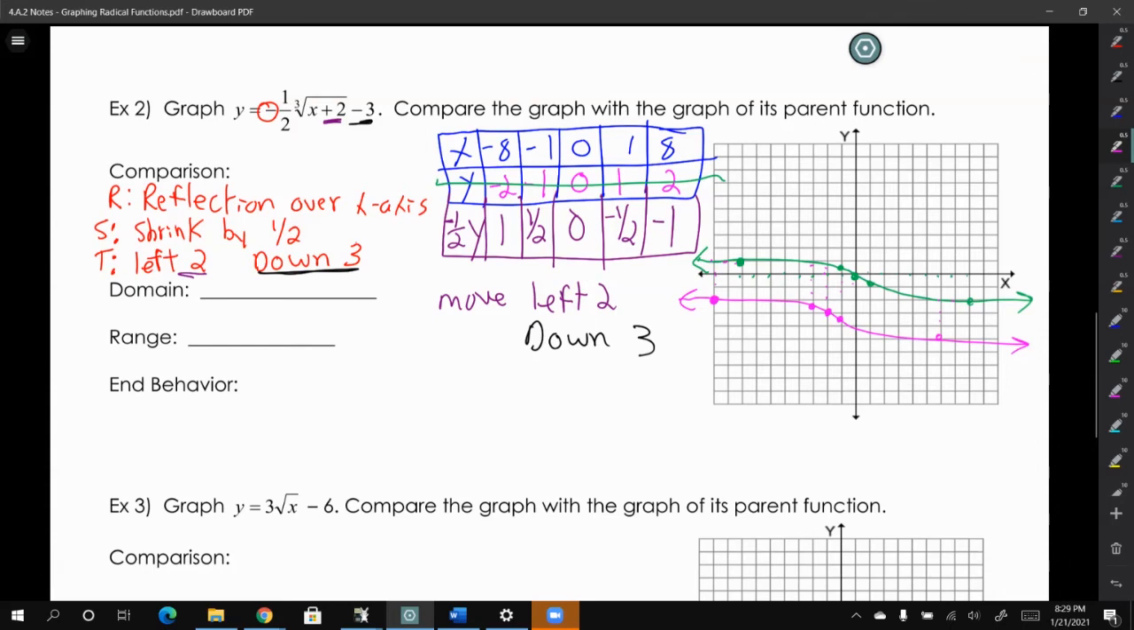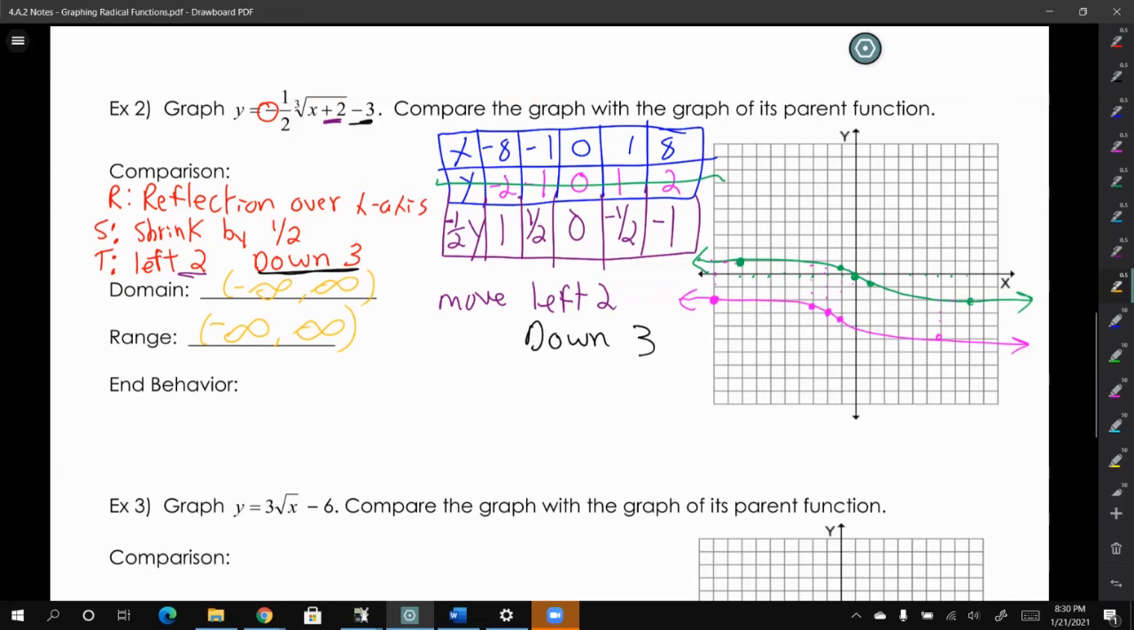Now the domain and range of a cube root function is always going to be (-infinity, infinity). So these should be free points when I ask you about them when it comes to cube root functions. Domain and range is always (-infinity, infinity).